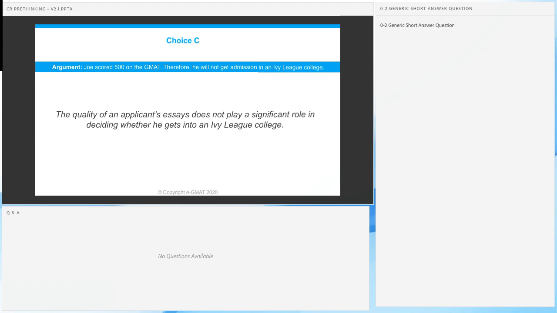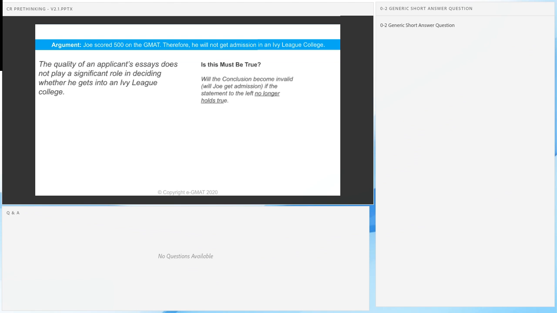Let's look at another answer choice and say, hey, is that must be true? The answer choice that we are evaluating is the quality of an applicant's essays does not play a significant role in deciding whether he gets into Ivy League. Okay, again, let's first look at this answer choice. It says the quality is not important, or it does not play a significant role. Is that must be true in this context here? Okay, so we go through the same process, asking ourselves, is that must be true.